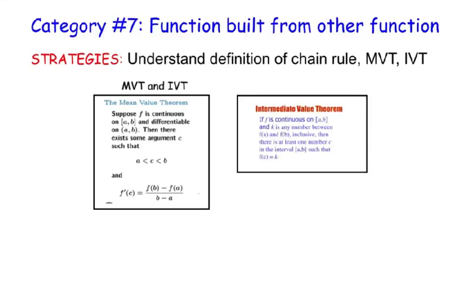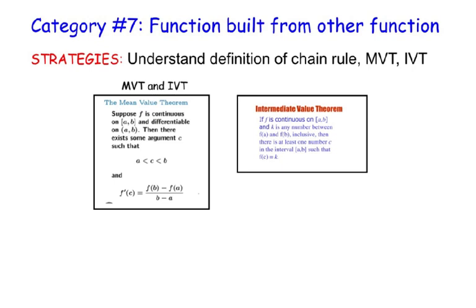Okay, so category 7 of popular types of FRQ questions. Here we go. Function built from another function. They're just going to give you a bunch of values for f, f prime, f double prime, g double prime, and they are going to ask you to find derivatives, and you're going to have to use chain rule and quotient rule and product rule.